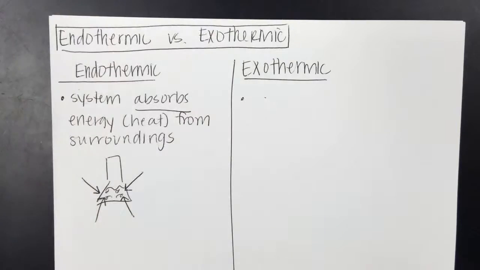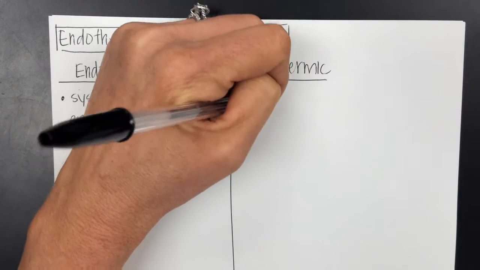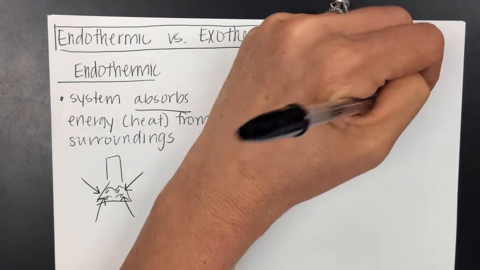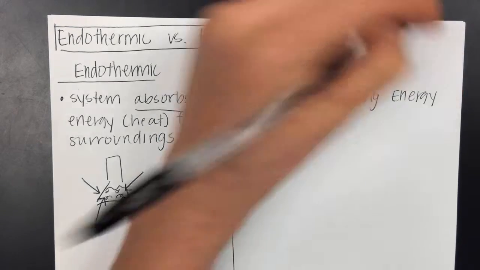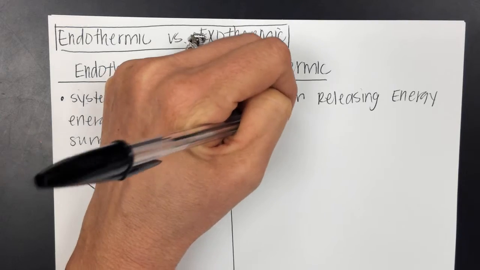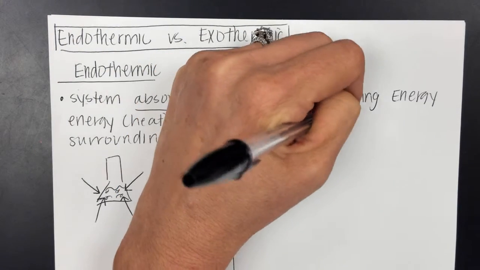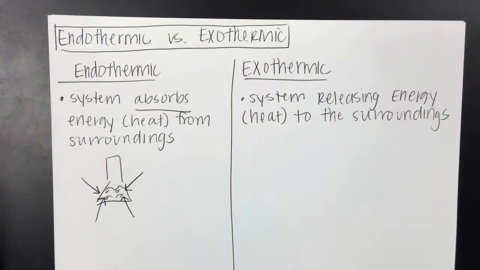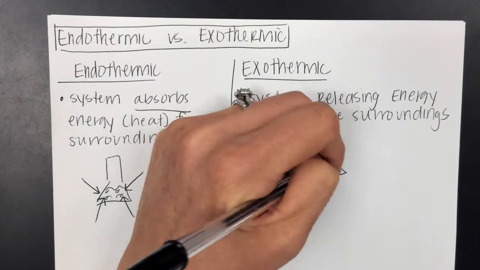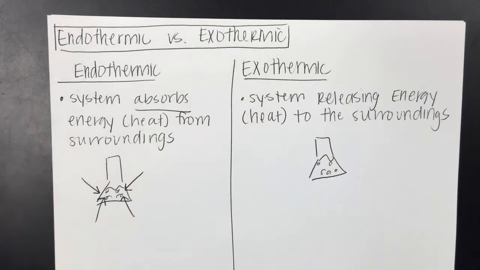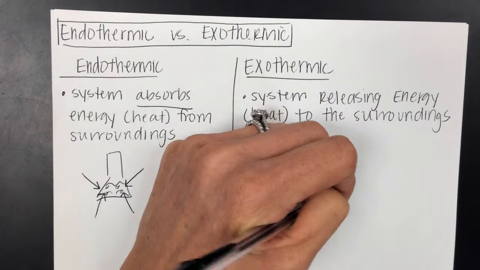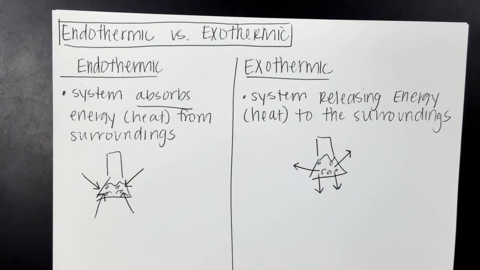Okay, so on the flip side, exothermic is the opposite. The system is releasing energy or heat to the surroundings. Okay, so if you had a similar beaker with chemical reactions happening inside, energy would be being released to the surroundings. Okay, those are really terrible drawings, but you get the drift.